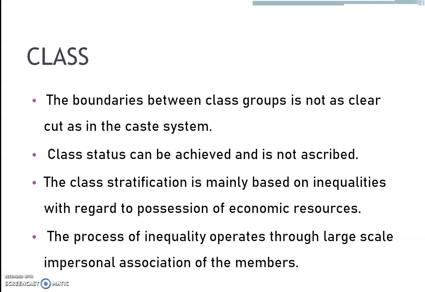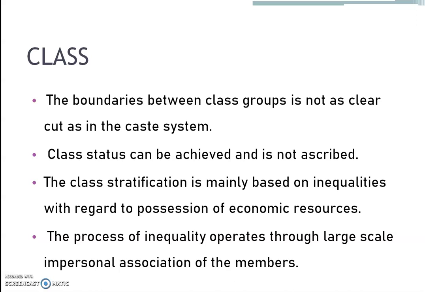So when we compare the class group and the caste group, you need to understand that the boundary is not very clear. There is not a watertight compartment, a watertight division between the class group and the caste group. But there is one thing: class status can be achieved, it is not ascribed. It is just opposite to the caste system. So a caste is ascribed, but a class is achieved. You can achieve something. Okay.